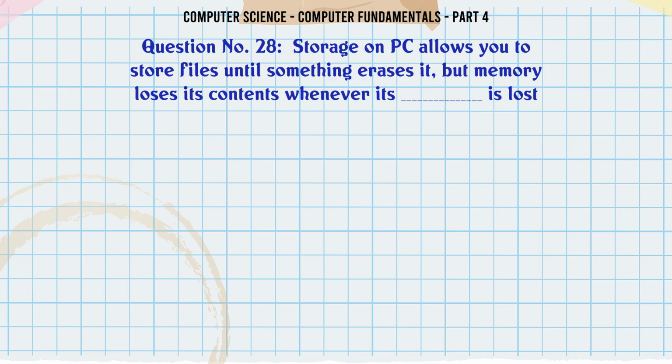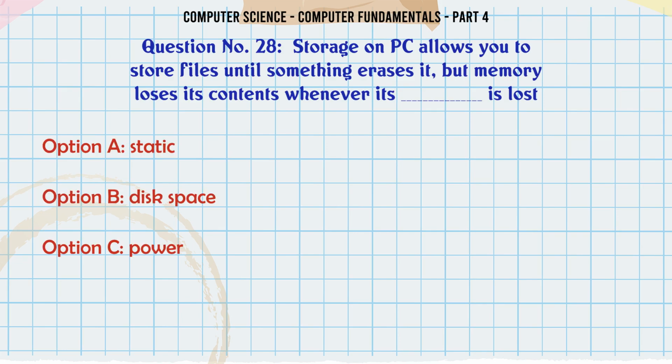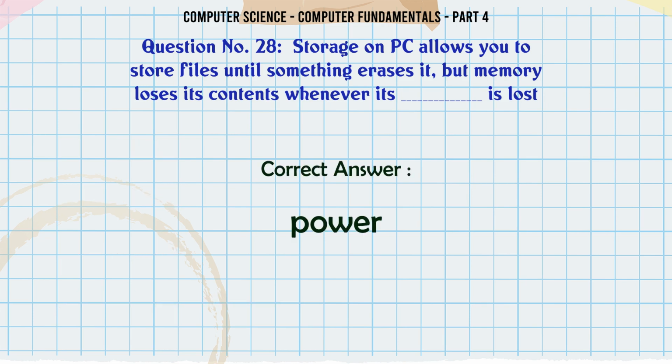Storage on a PC allows you to store files until something erases it, but memory loses its contents whenever it is lost. A. Static, B. Disk space, C. Power, D. Both A and B above. The correct answer is power.